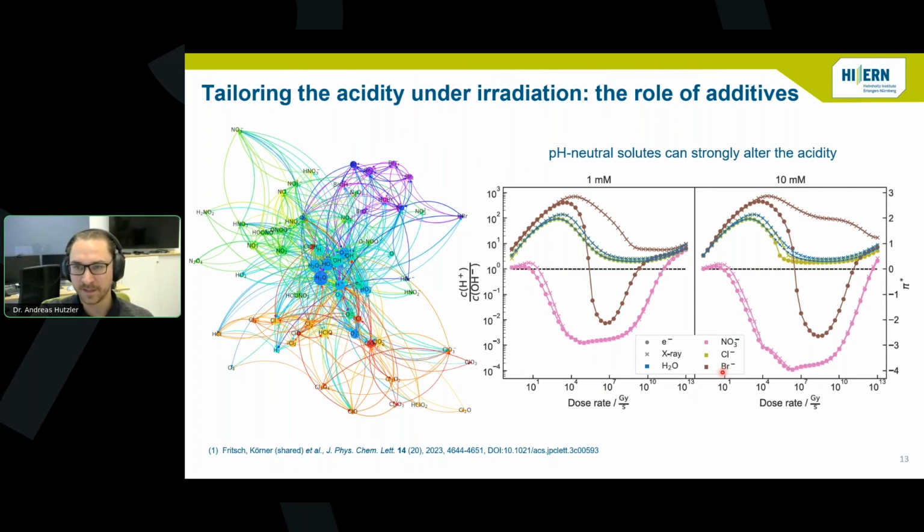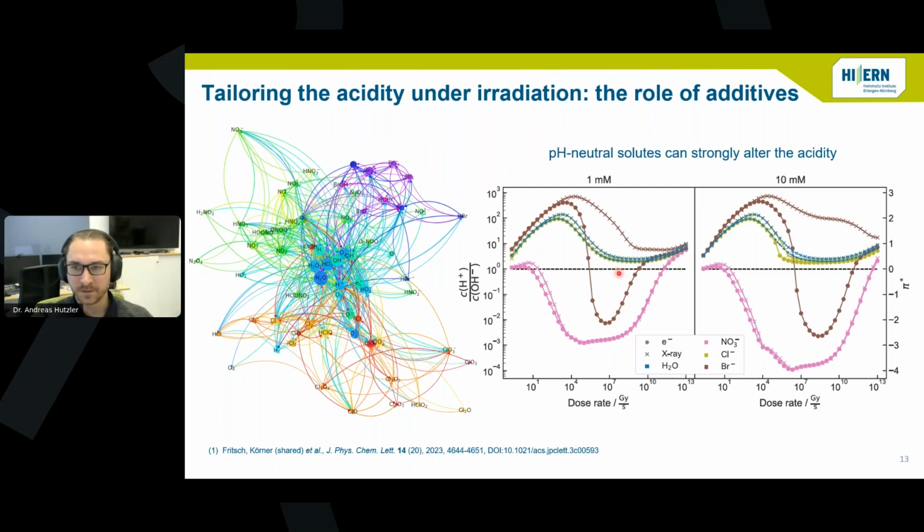For the case of bromide ions, this is a bit different. So we start in an acidic regime, we have a turnover to an alkaline regime, and then at high dose rates, again, a turnover to acidic regimes. Surprisingly, the chloride ion does not change too much. So the greenish color data points are the case with 1 millimolar chlorine, and compared to pure water with the bluish data points, this doesn't change too much.